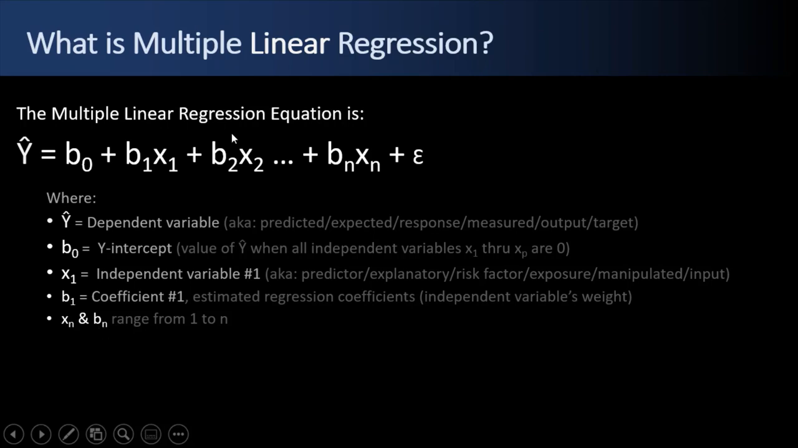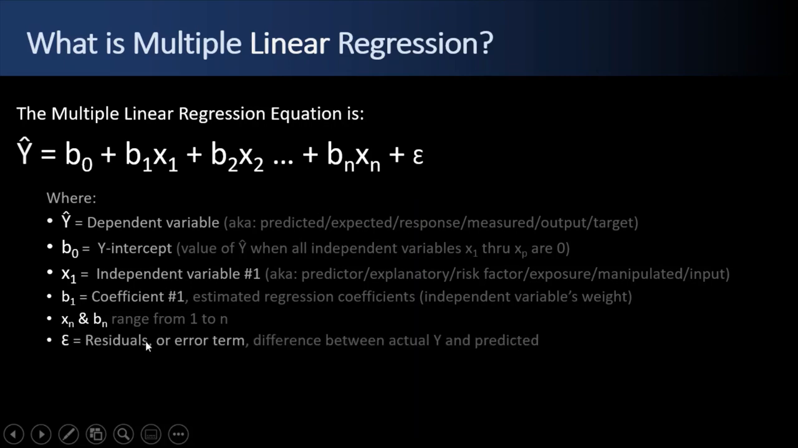Xn and Bn. Basically, this is saying that you repeat these clauses all the way out to however many independent variables that you have. Now, Excel, for its multiple linear regression, is going to limit you to 16 independent variables. But if you use R or Python, you can go out into the hundreds.